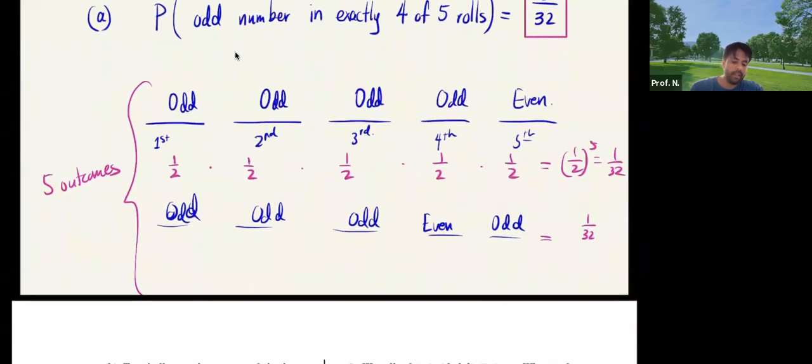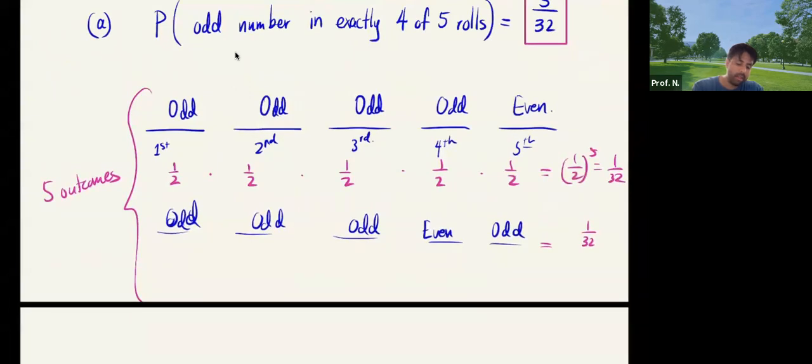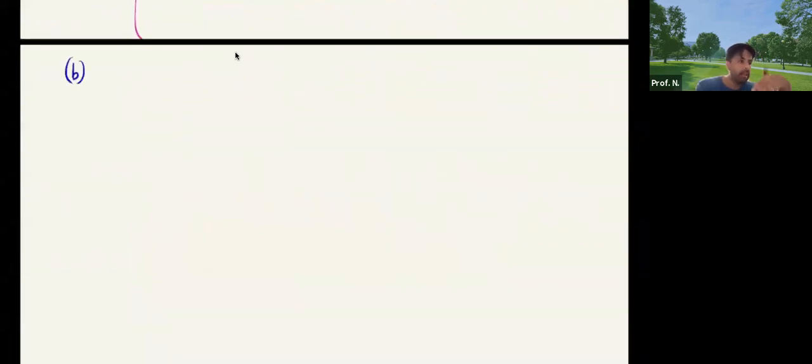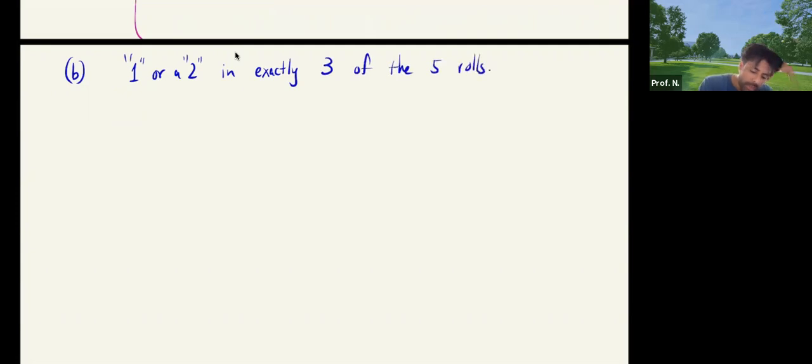Now, what is part B? What does part B ask? It says we get a 1 or a 2 in exactly 3 of the 5 rolls. So again, we get a 1 or a 2 in exactly 3 of the 5 rolls. We can say, look, what is A? A is the event of rolling a 1 or a 2. What's the probability of that happening?